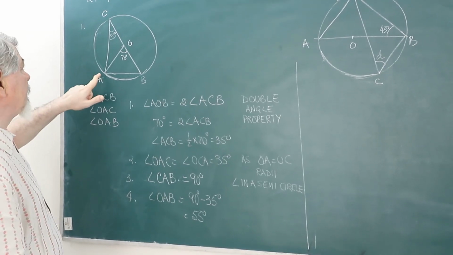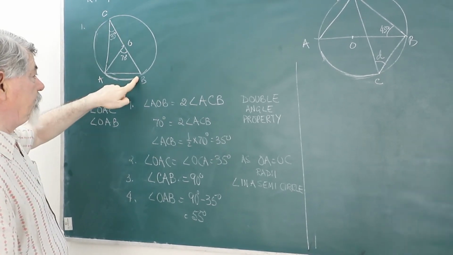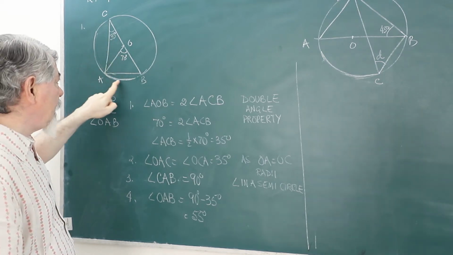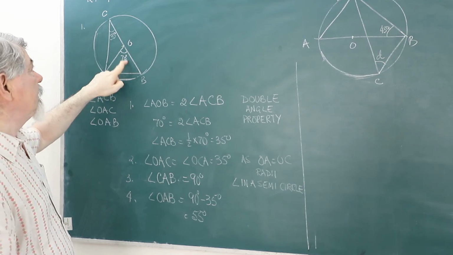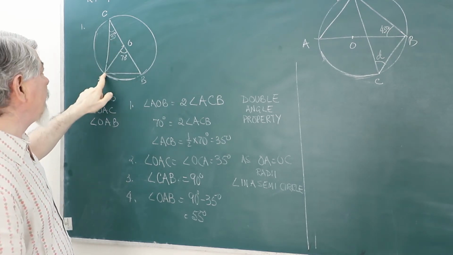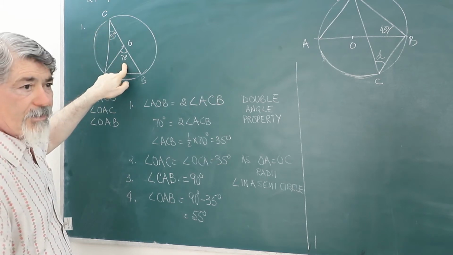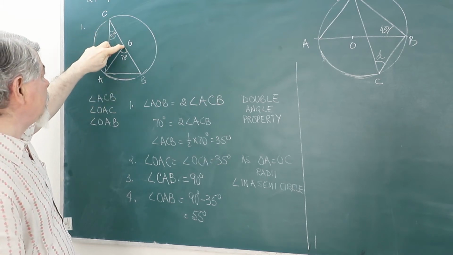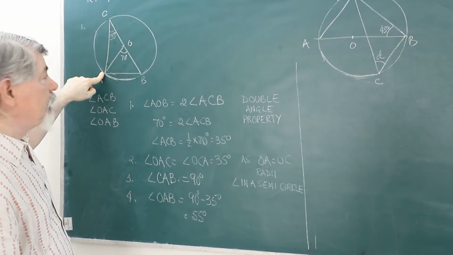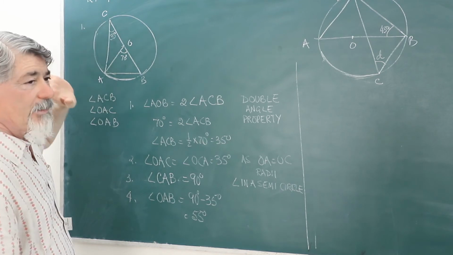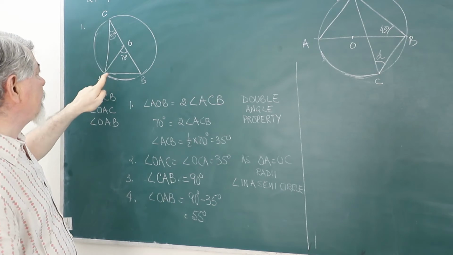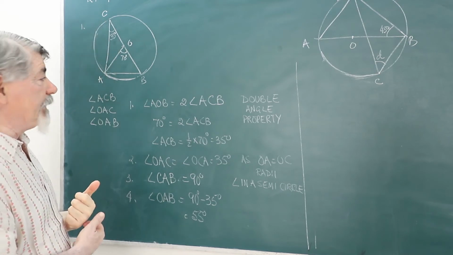I calculated angle ACB by applying the theorem that the angle subtended by an arc at the center of the circle is double the angle which it subtends at the remaining part of the circle. So I got ACB as half of 70. Then I said angle OAC and angle OCA will be equal because two sides of the triangle are equal, so angles opposite to them will be equal. So I got angle OAC as 35 degrees.